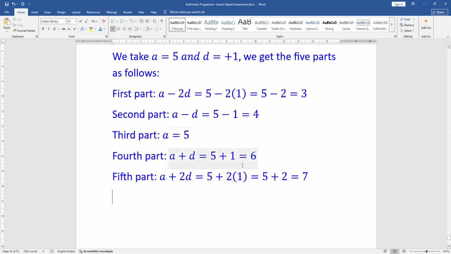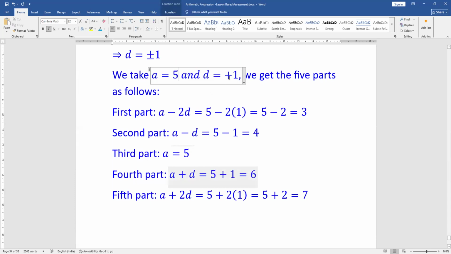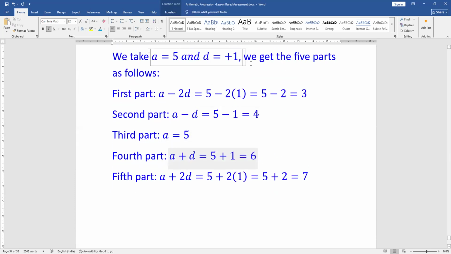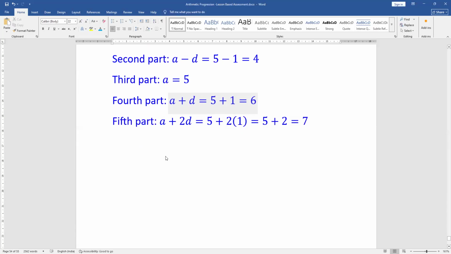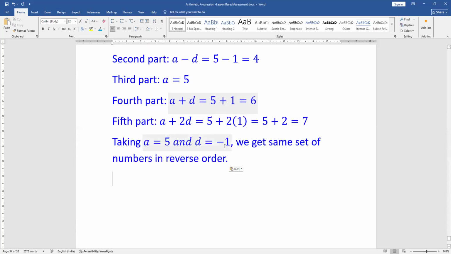Suppose if I take a equals 5 and d equals minus 1, you get the same numbers, but you'll get the numbers in the reverse order. Okay? So for that reason I'm not showing that step, I have left it as homework for you. But you can just write that statement like this: taking a as 5 and d equals minus 1, we get the same set of numbers in reverse order.